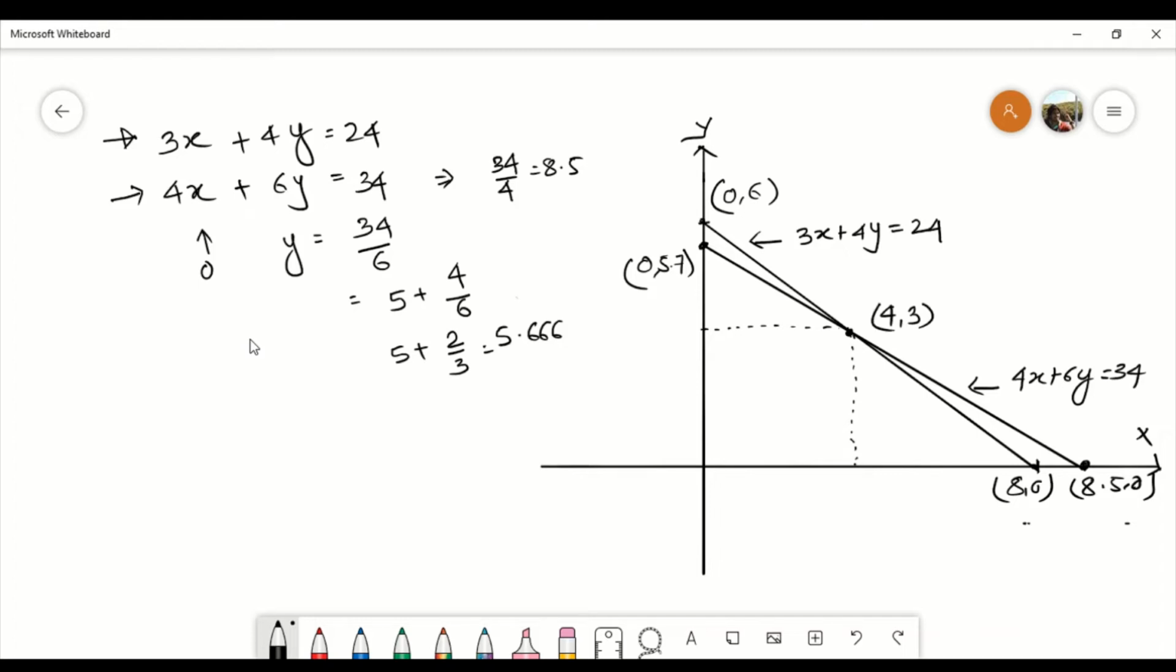Now since this is not an accurate graph, we cannot count the coordinates and see. That's why I had pre-computed it, and I know that (4, 3) is the solution. We can also verify by putting it here. 3 into 4 is 12, 4 into 3 is 12, that is 24, and 4 into 4 is 16, and 6 into 3 is 18, and 18 plus 16 is 34. If you plot this correctly on the graph, you'll get (4, 3) as the intersecting point, right? So this is how we can solve a pair of linear equations in two variables by plotting them onto a graph.